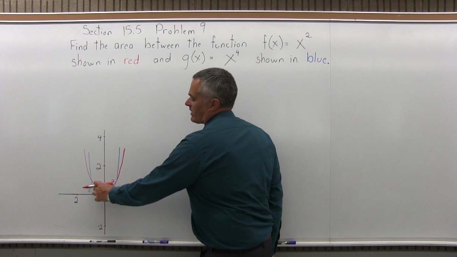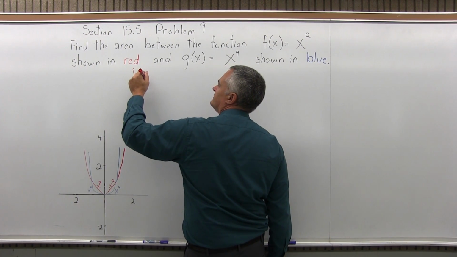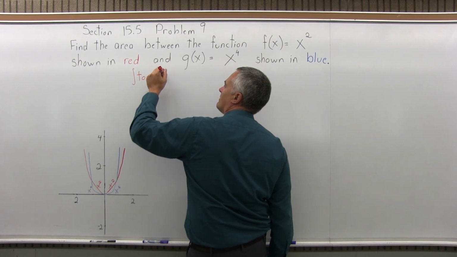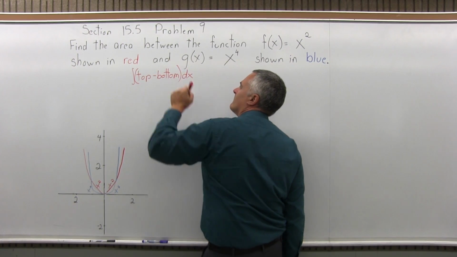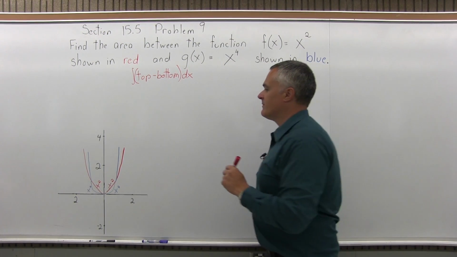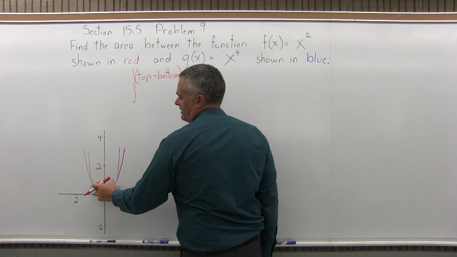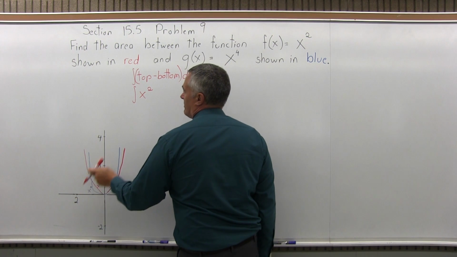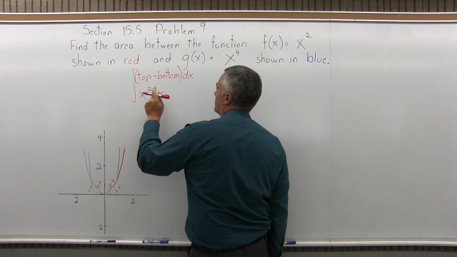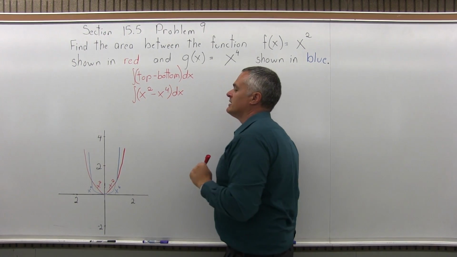To find any area between two graphs, you do a definite integral, the integral of the top minus the bottom. And I'll include a dx with that. So the top or upper function for either portion, but again, I'll just focus on the left half, is x squared minus the bottom, which is x to the fourth. Don't forget, it has to be minus. I'll put the x squared minus x to the fourth in parentheses, put a dx on the end.